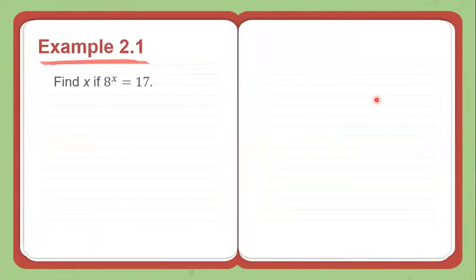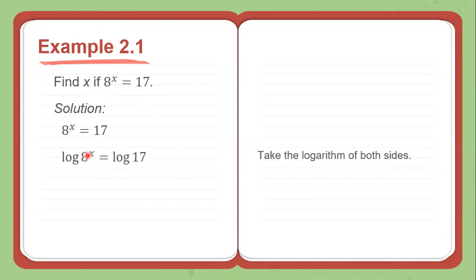Find x if 8 raised to x is equal to 17. So we know, class, that 17 cannot be expressed as the power of 8, especially since 17 is a prime number. So in this case, we have to use the laws of logarithm. By taking the logarithm of both sides, we will have the logarithm of 8 raised to x is equal to the logarithm of 17.